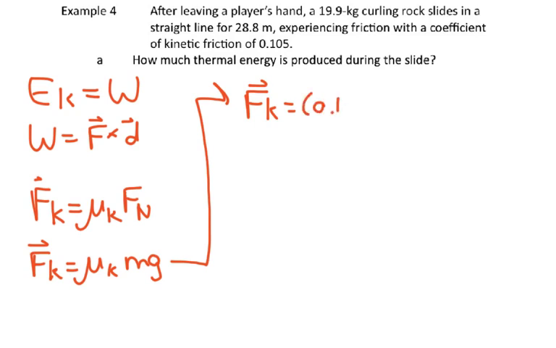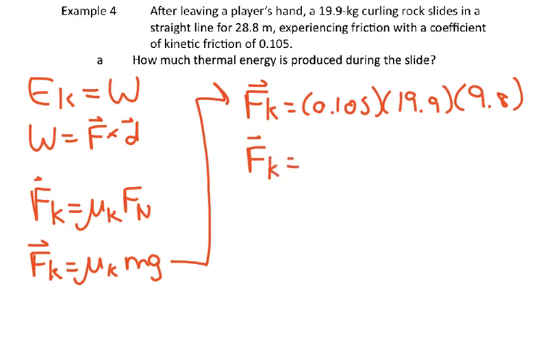Mu is 0.105, m is 19.9 kgs, and g, as always, is 9.8 meters per second squared. So the force of friction, and I'm not going to round to sig figs, this is not a final answer, is 20.4771 newtons.